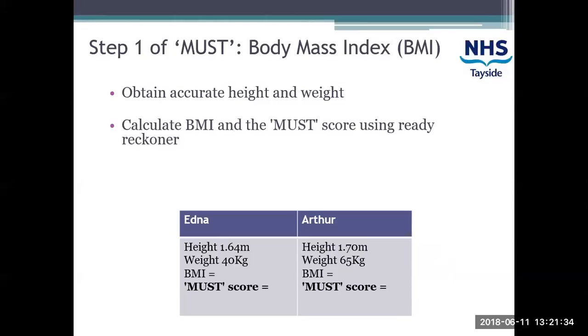Again, within the MUST explanatory booklet online, which you can find on the BAPN website, there is a ready reckoner that can help you calculate the MUST score, which I'm just going to show you an example.